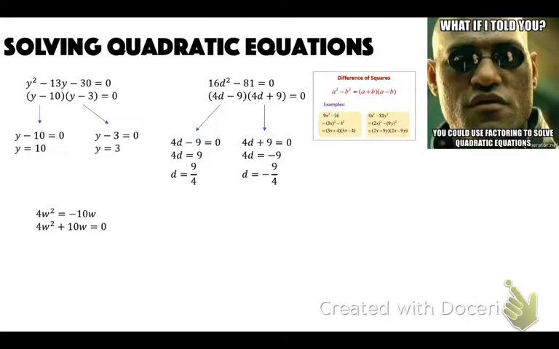Okay, here, so we can factor out a 2w. So 2w and 2w plus 5 equals 0. Set them both equal, so w equals 0 and w equals negative 5/2.